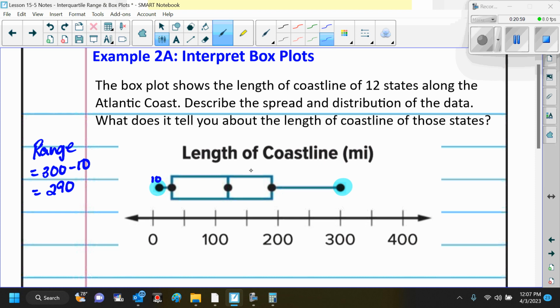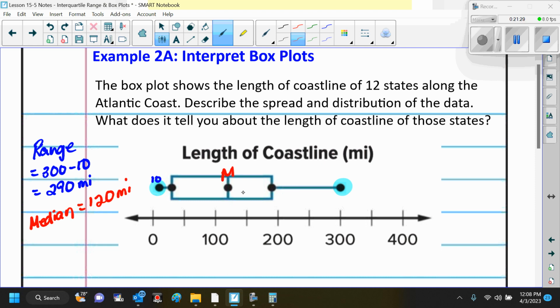So the lengths of the coastline go from like 10 miles to 300 miles. So the range for the whole data set is 290 miles. The median is, I'm going to say, about 120 miles. So the median is about 120 miles.